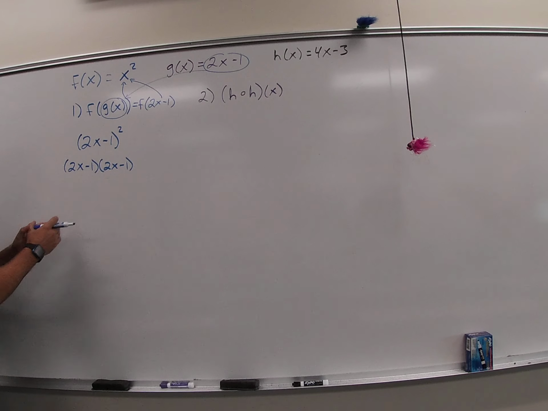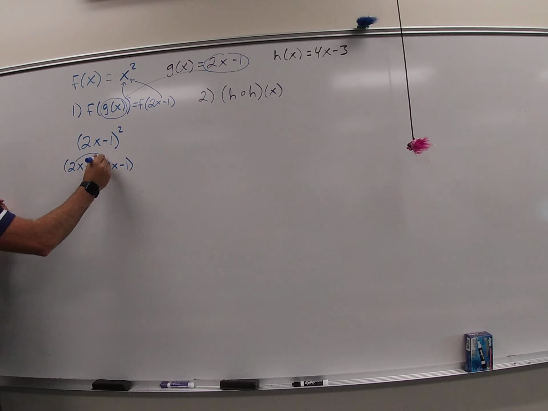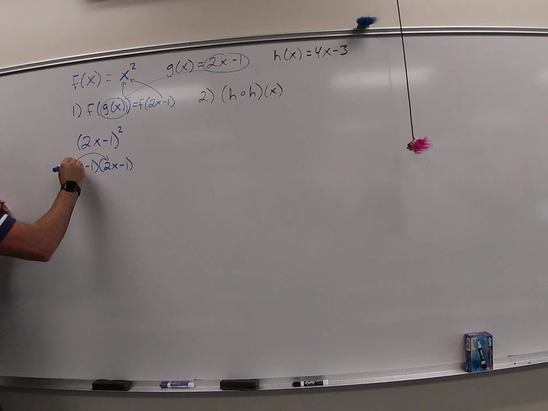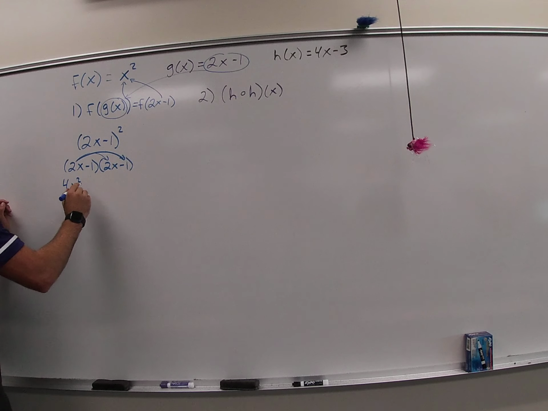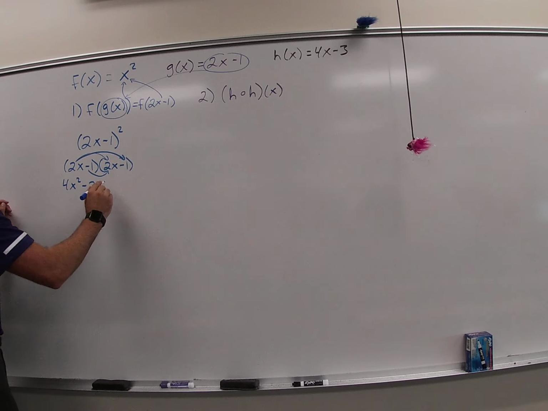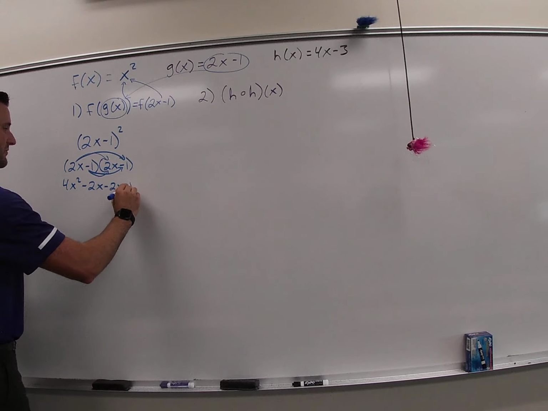Anytime something is squared, we're saying it's that times itself. And if we just go through the process of distributing, 2x times 2x gives me a 4x squared. 2x times this negative 1 gives me a negative 2x. Now, negative 1 times 2x gives me another negative 2x. And then negative 1 times a negative 1 gives me a plus 1.